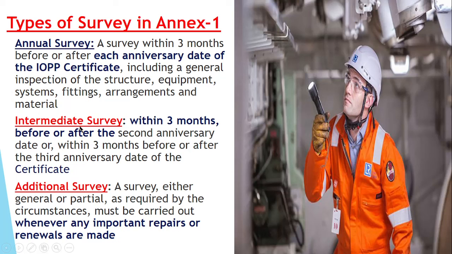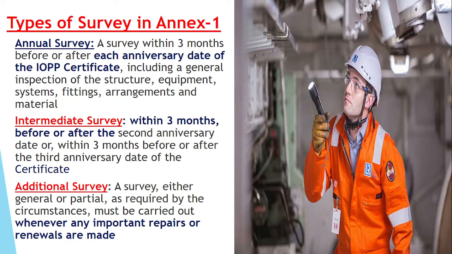Now, intermediate survey we are carrying out on the second anniversary date, 3 months before and after. And if anybody asks you what is the difference between intermediate survey and annual survey, the difference is also the intensity. As you can see, annual survey is about the general inspection. Intermediate survey is about a more precise inspection, and after that renewal survey is about the more complete structural intensity. So as the survey goes from annual to intermediate to renewal, you are raising the bar of inspection.